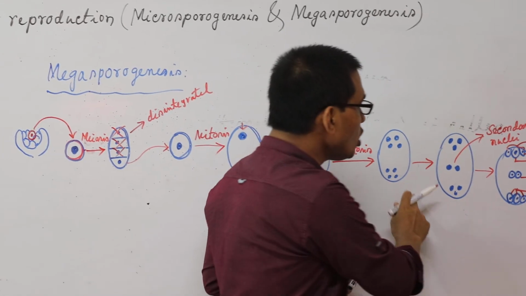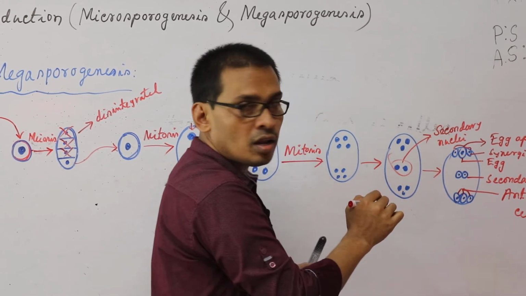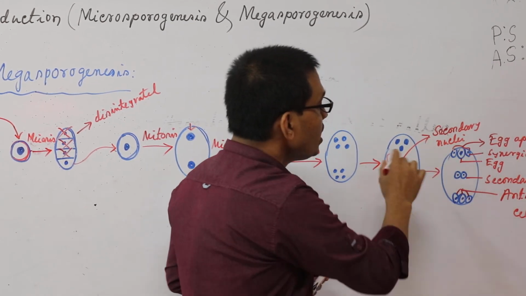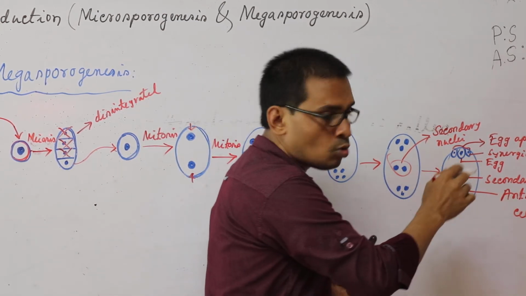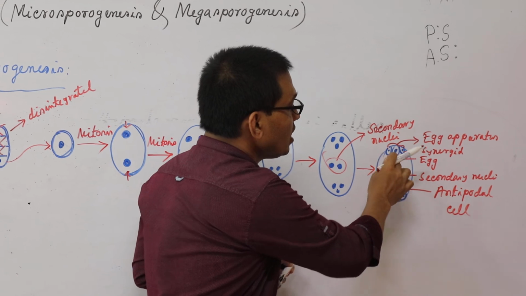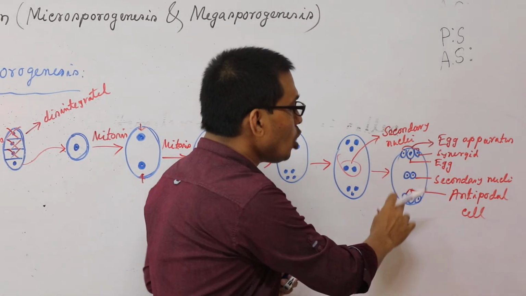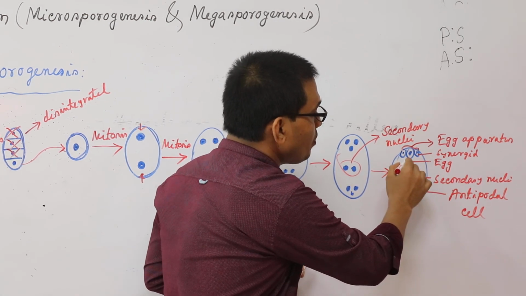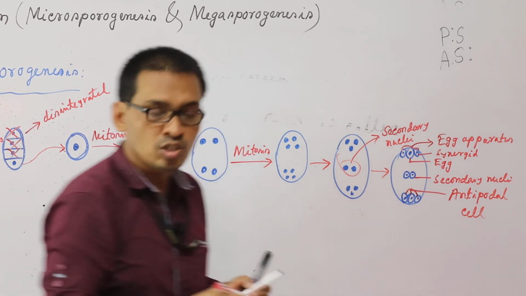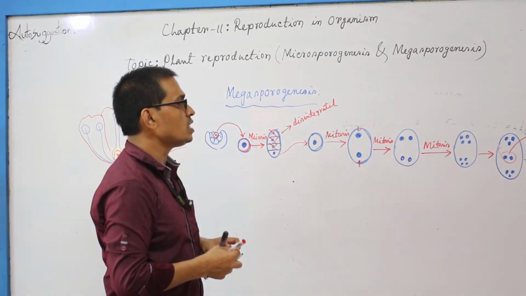From these 8 nuclei, 2 nuclei from 2 opposite poles come to the middle and form secondary nucleus, and this nucleus gathers cytoplasm around it and forms cell. The cell near the micropyle forms egg apparatus, and the opposite side cells are antipodal cells, and the middle cell of egg apparatus is known as egg. That's all about megasporogenesis. Thank you.